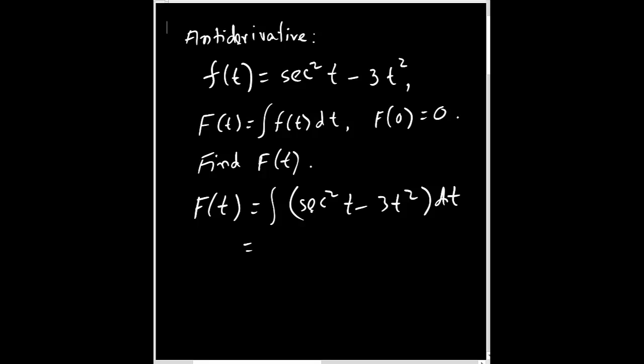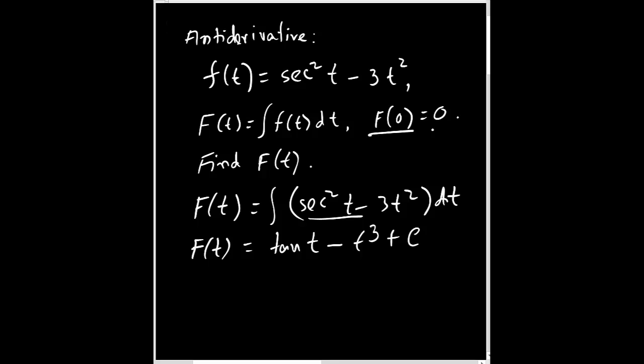Now the antiderivative of secant squared t is tangent t, you know that, because the derivative of tangent t is secant squared t. Minus this one will be just t to the 3, because it's 3t to the 3 over 3, the 3 will cancel out. Then you add a constant C. So this is my function f(t), this is the general antiderivative.